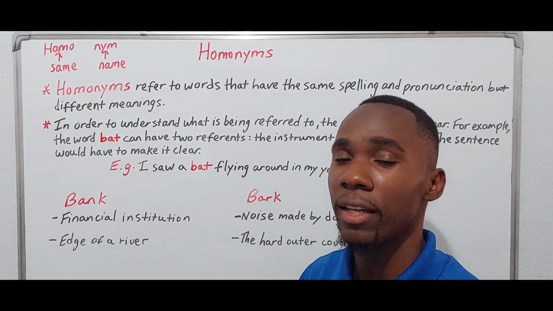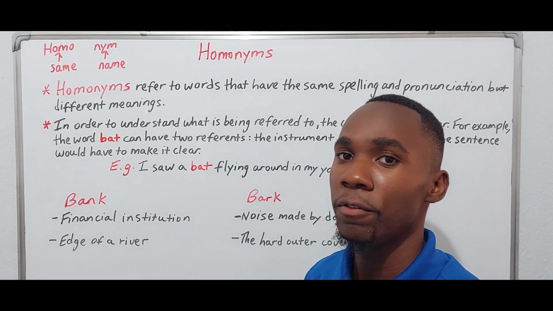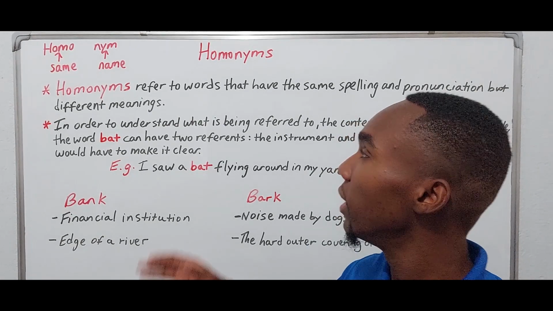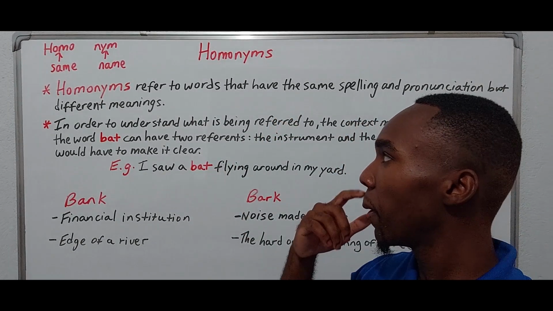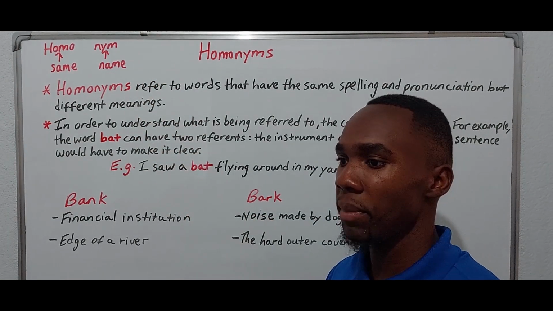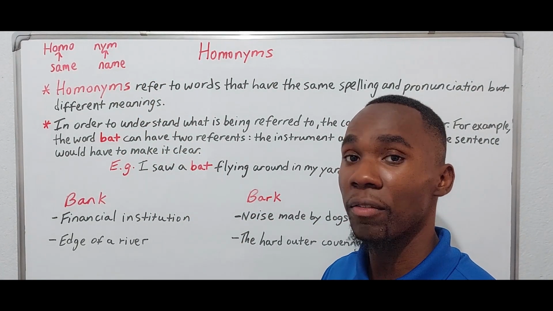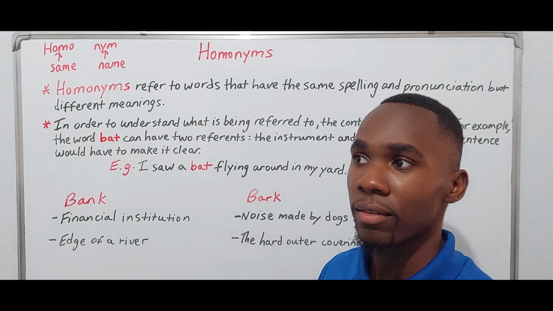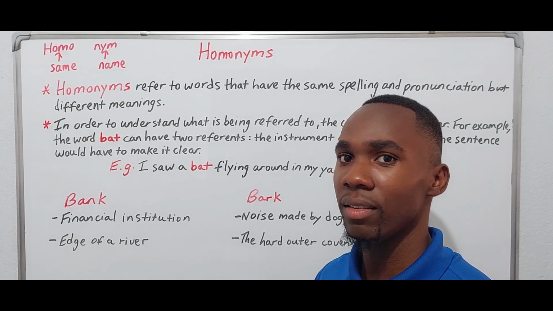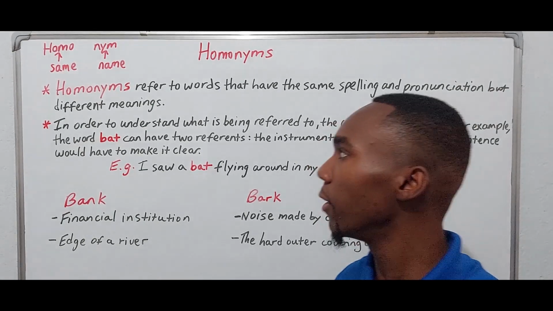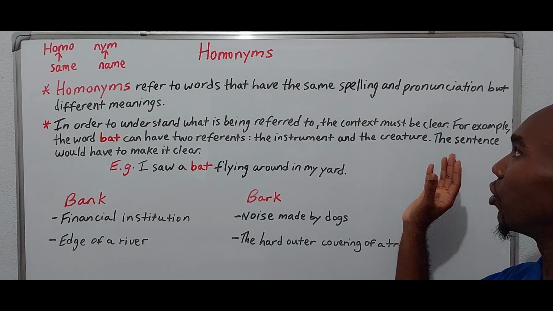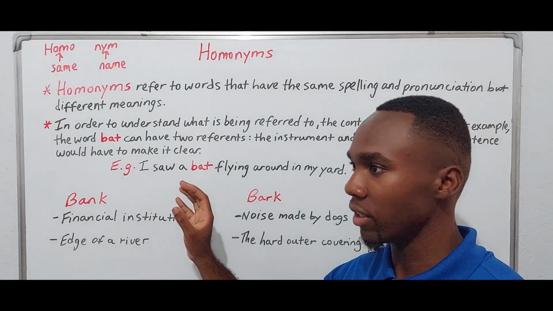So we have reached the end. The final word type, and that final word type, of course, will be homonyms, right? And as you see, homo, same, name, name. So that means that these are words that have the same spelling and pronunciation, but differ in meaning, right? So homonyms refer to words that have the same spelling and pronunciation, but different meanings, right?